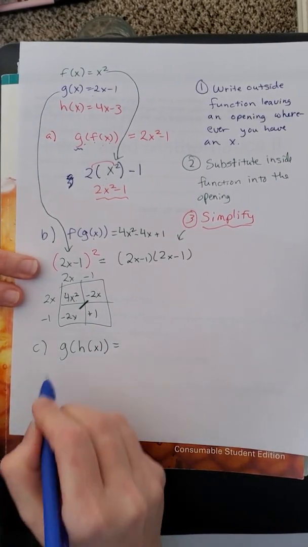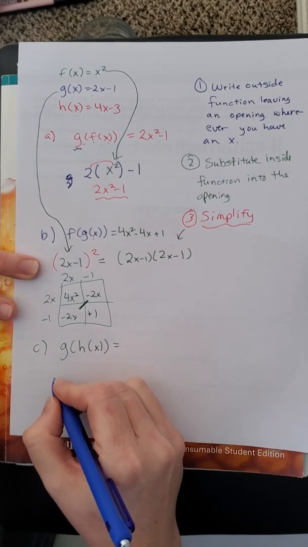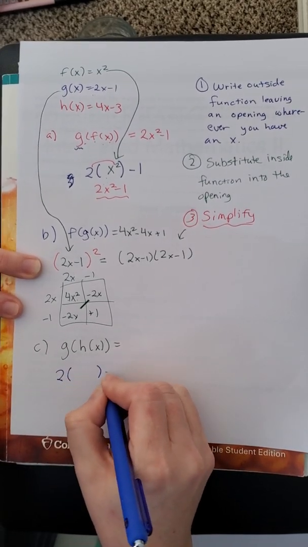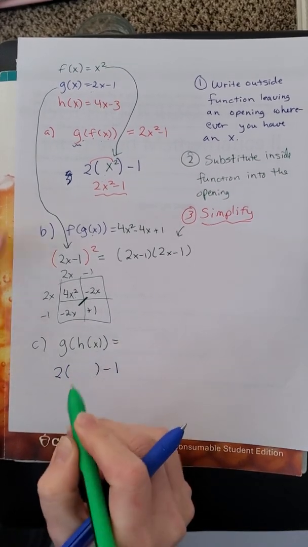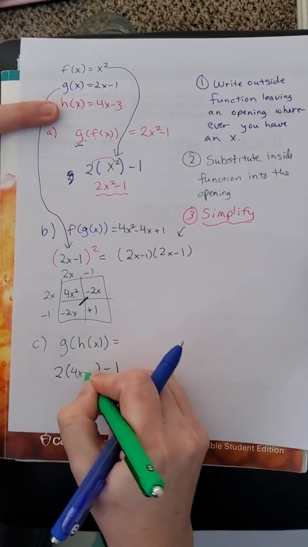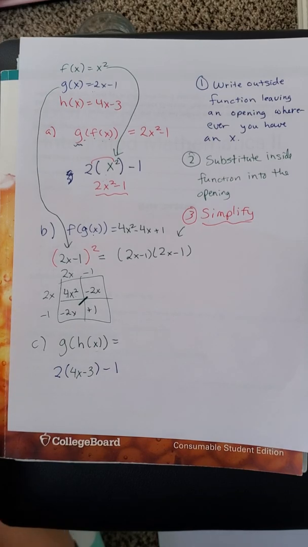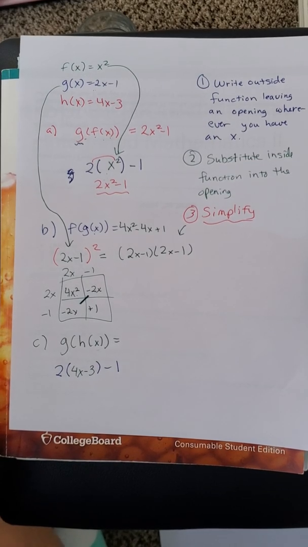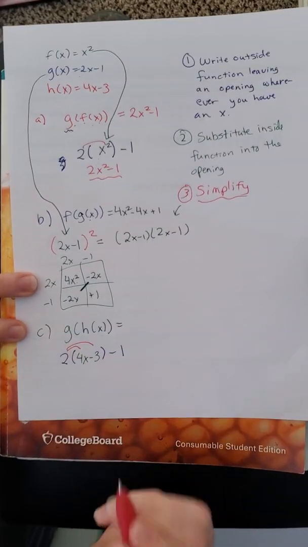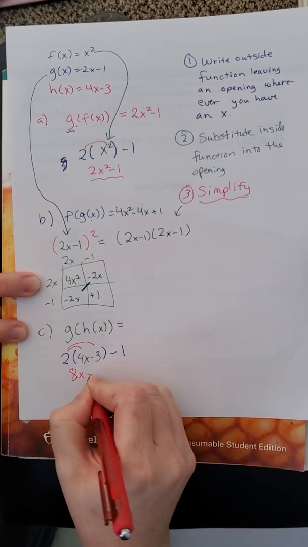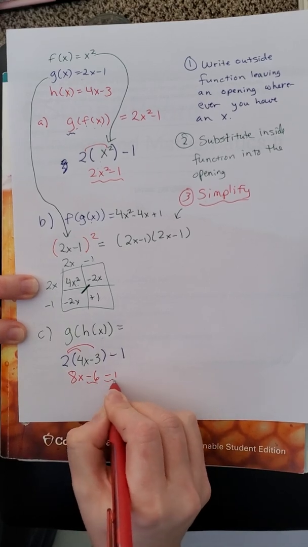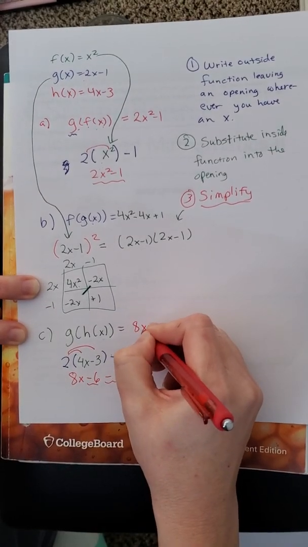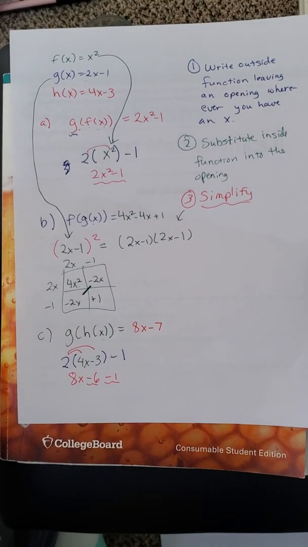All right, I'm going to begin it. So I start with my outside function, which is g, 2x minus 1. And I'm going to substitute in h into this function. And h is 4x minus 3. And now I'm going to simplify. Last step. So simplify, I have to distribute that 2 through. That gives me 8x minus 6. And then bring down the next term, which is negative 1. Combine like terms. So I get 8x minus 7. Watch your signs.